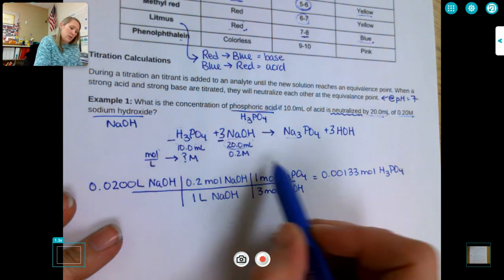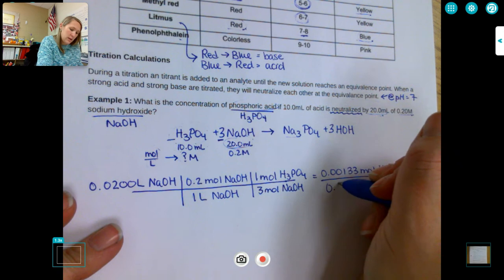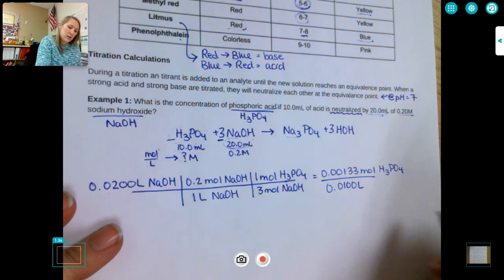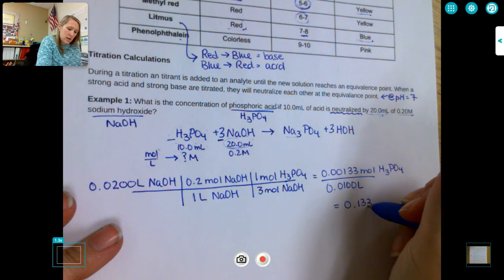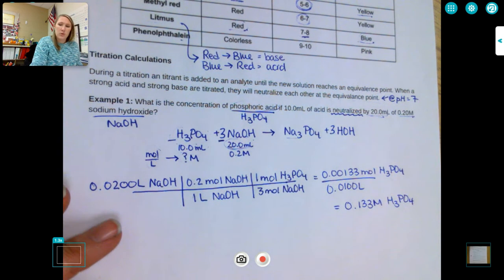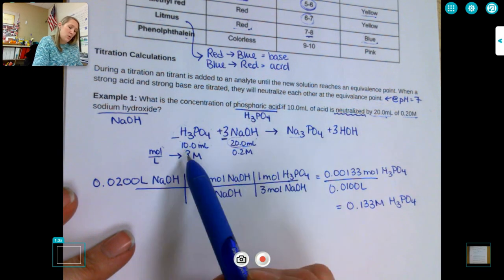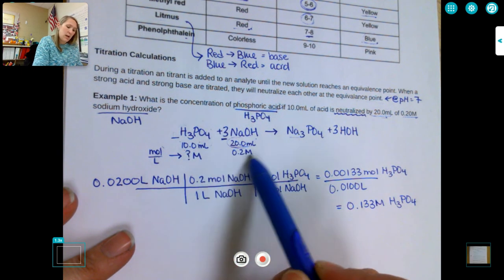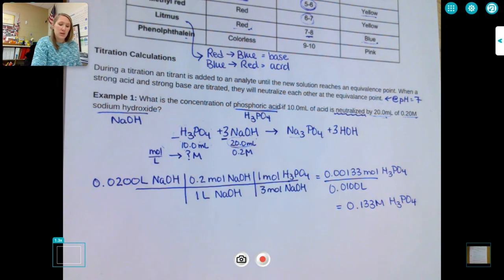So I know my moles. I'm going to divide that by my volume of 0.0100 liters, and I'm going to get 0.133 molar H3PO4. So figuring out my concentration, I need to know moles, I know volume, I know what I'm neutralizing it with. So if it's a neutralization reaction, I can just use my stoichiometry.